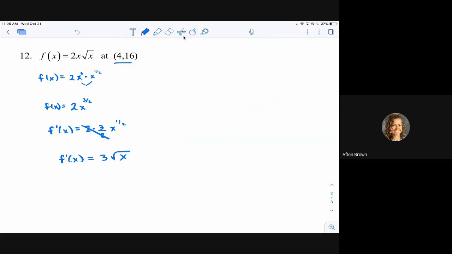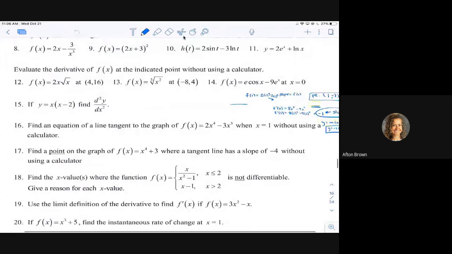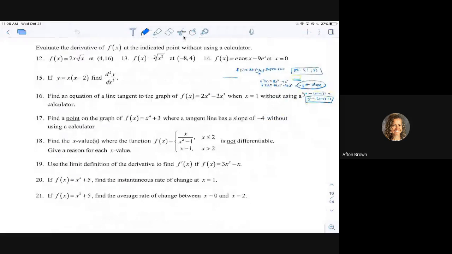They want us to evaluate it at this point. So what are we plugging in for x? 4. The 16 is just extra information. If we plug in 4, square root of 4 is 2, so 3 times 2 is 6. Not bad. That's all they asked us to do. Yeah, they just wanted us to evaluate the derivative at the point.